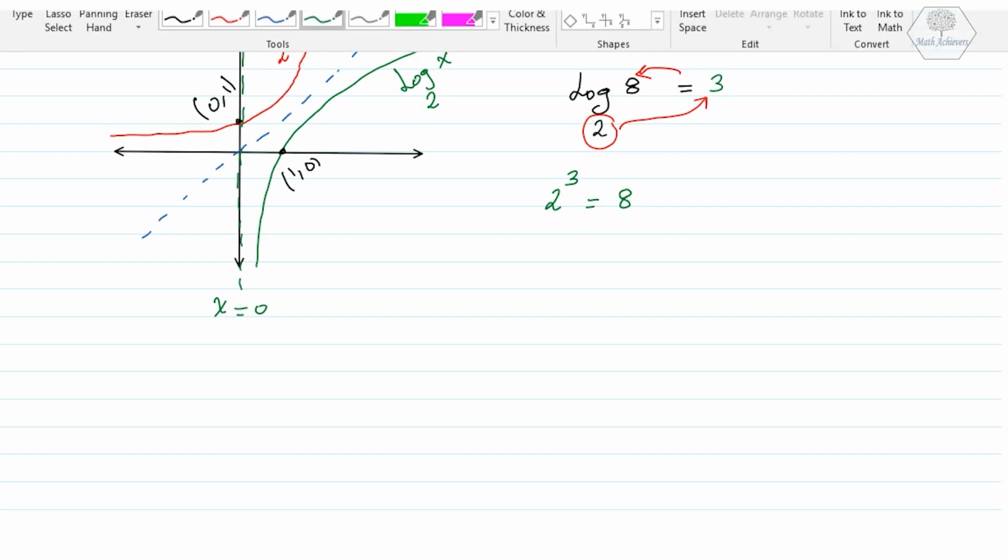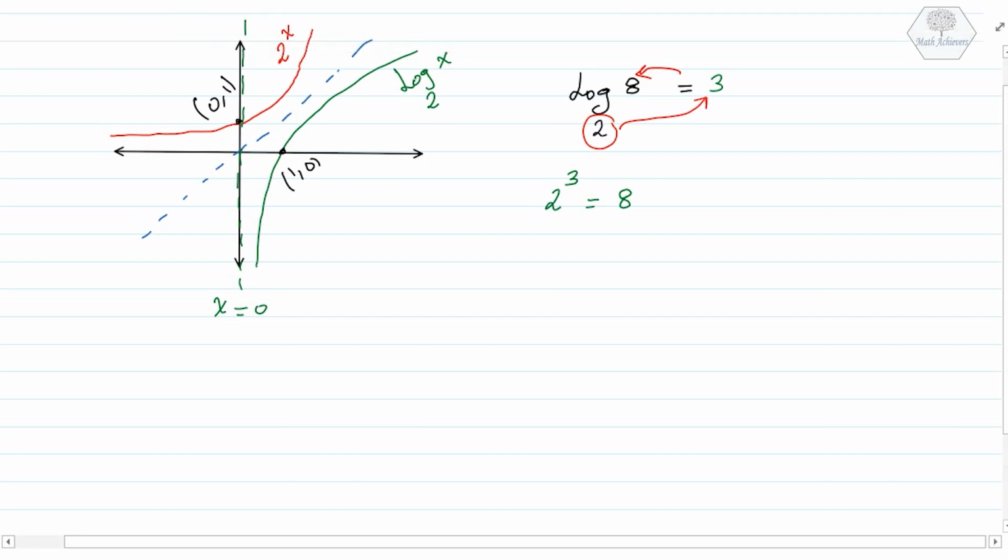For logs, if I don't have a base, let's say I'm having log of 100, I don't write the base. The default base, if not writing a base, is 10. So a log of 100 means 10 to the power of what gives me 100, which is 2. This means 10 to the power of 2 is equal to 100.